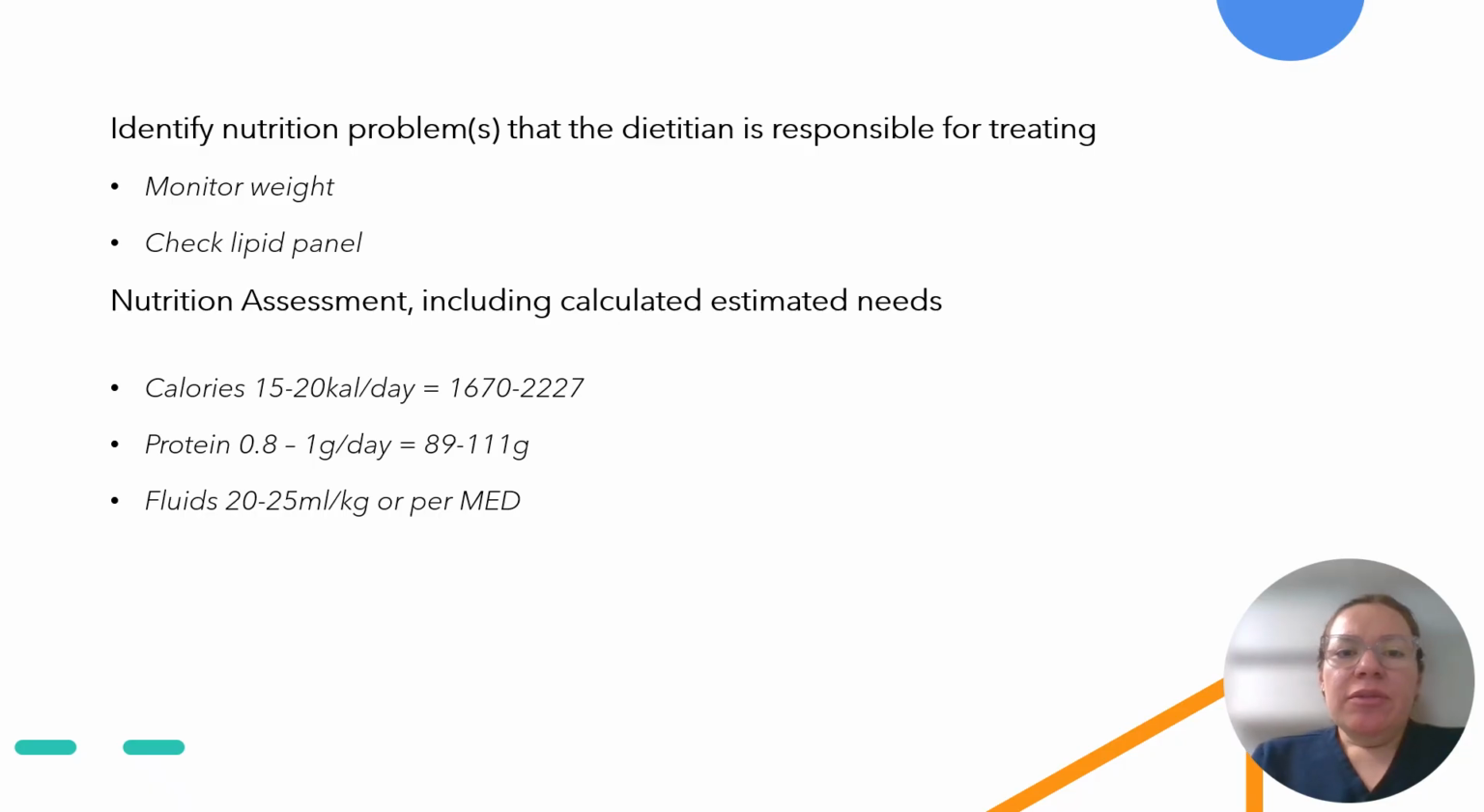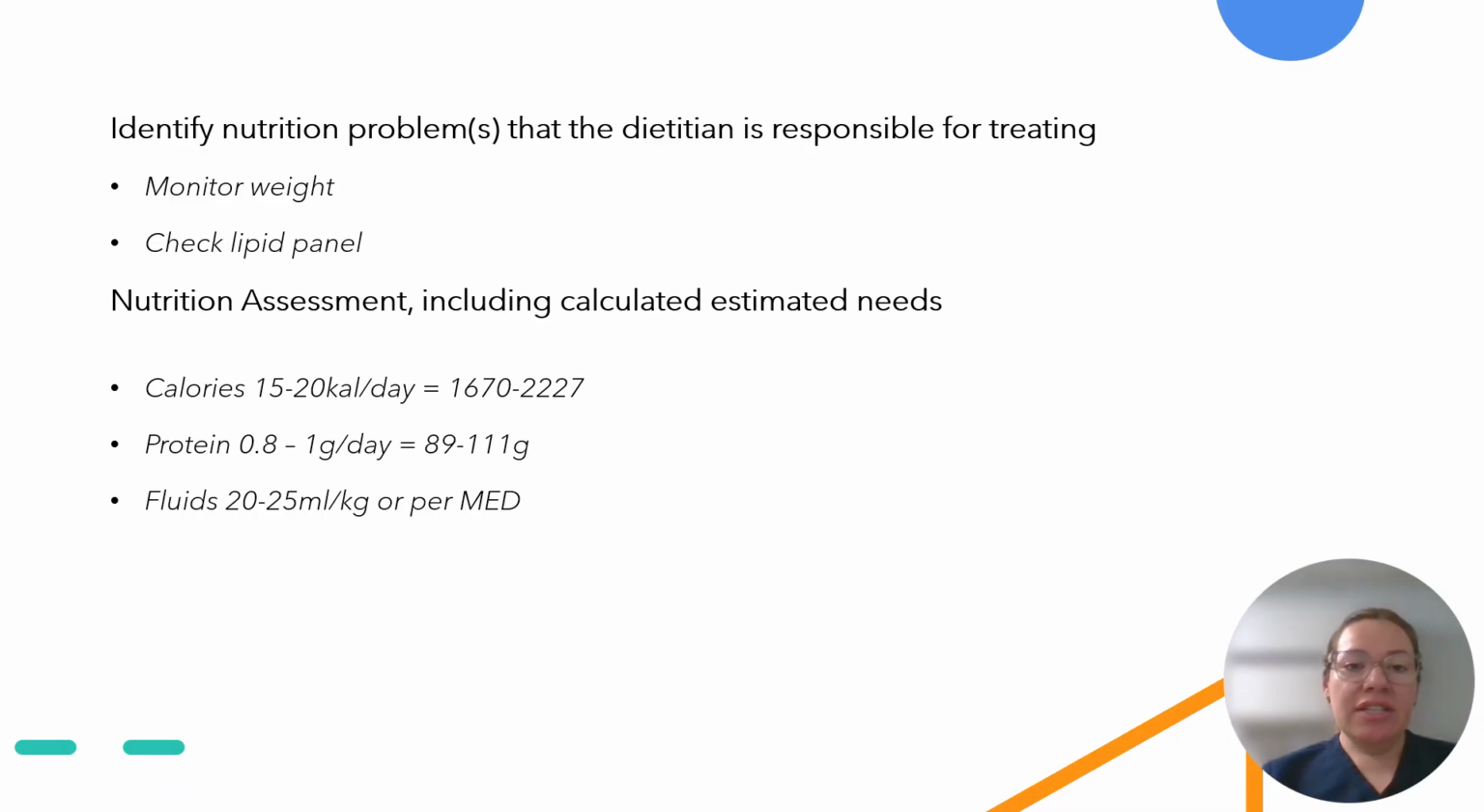So identifying the nutrition problem that the dietitian is responsible for treating, we'll say monitor her weight because, as we remember, the BMI was super high. She was obese, morbid, and I also recommend checking the lipid panel because she was high on the BNP, which is the brain natriuretic peptide, and the BNP test measures the level of BNP in the blood. It is typically used for diagnosing heart failure, and it has to be monitored because we want to prevent any heart problem and also the increased risk of any cardiovascular events.